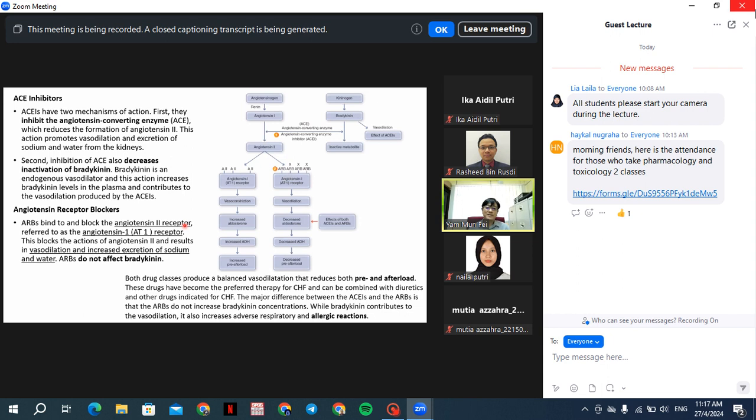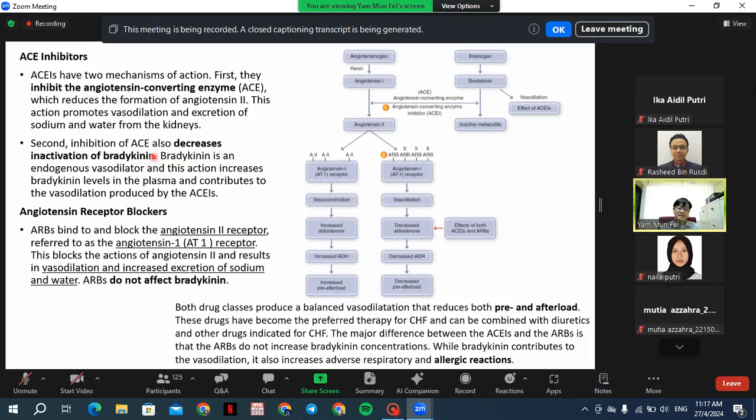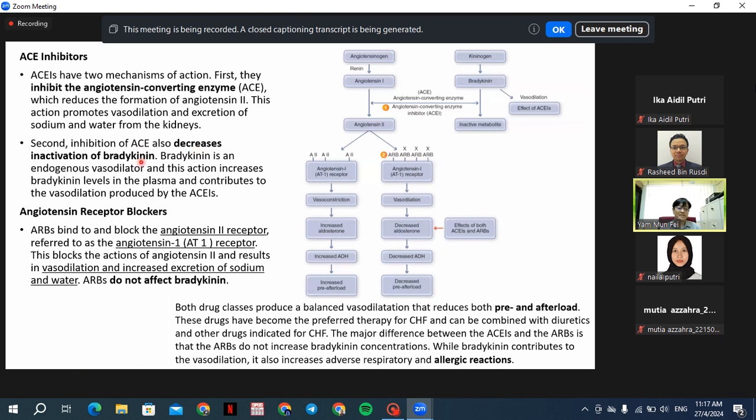So last week I discussed the difference between ACEI and ARB. ACEI decreases the breakdown of bradykinin, meaning that bradykinin will become relatively higher than without the treatment of ACEI. So what will this bradykinin contribute to? It contributes to certain activity like hyperallergy, allergic conditions, and sometimes autoimmune conditions may develop. Dry cough as well.